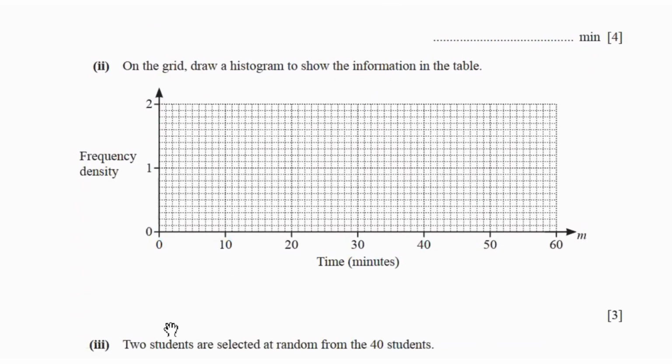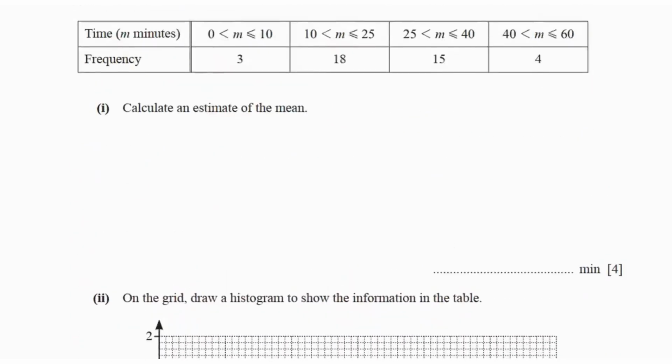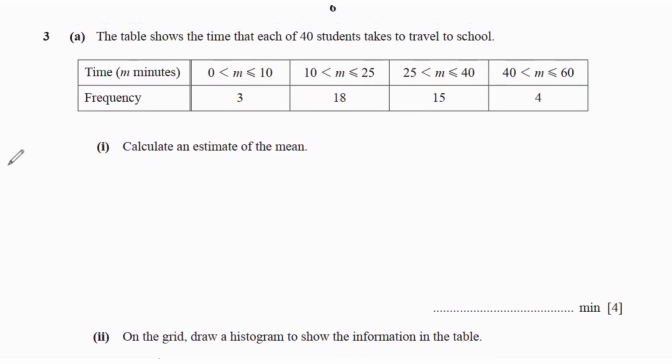Next part is on the grid, draw a histogram to show the information in the table. So to show the information in the table, we need to find the frequency density, which is indicated by the graph. So for the frequency density, the formula is frequency over class width. Class width is the difference between your intervals, and frequency is already given.